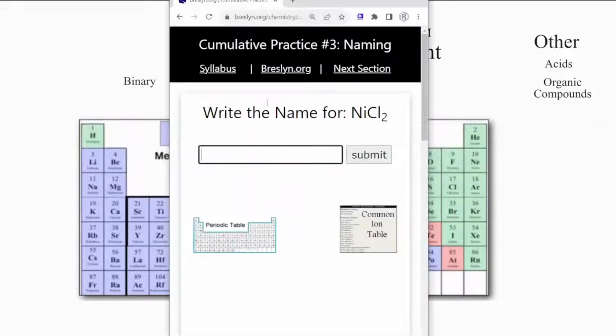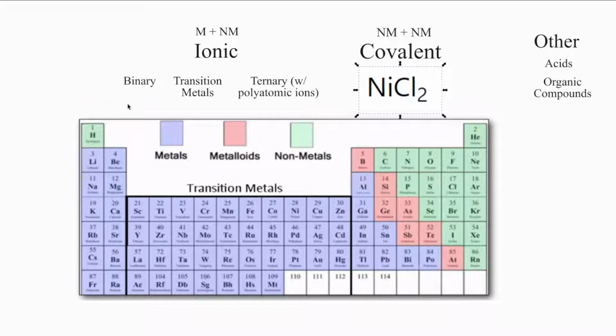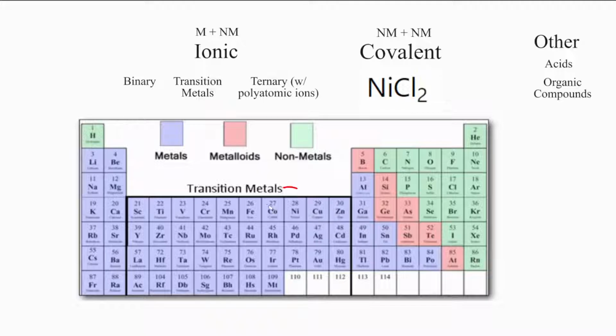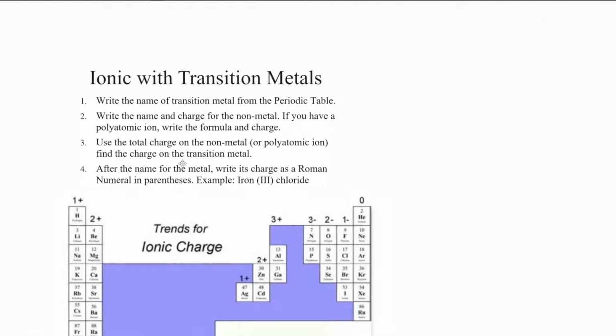Let's use our app to get a problem. NiCl2. I'm just going to grab that right there, and then we can go back here. If I look at NiCl2, we need to figure out which of these rule sets we use. Nickel, where's nickel? Ni right here, that's a metal, and chlorine's a nonmetal. So it's ionic because we have a metal and a nonmetal, but we have a transition metal. So we have to use special rules for transition metals.